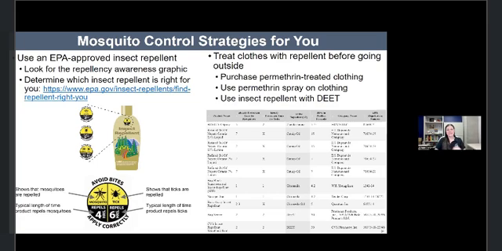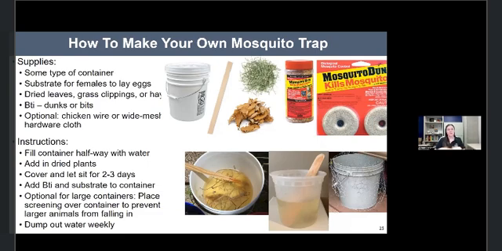And then finally, how do you make your own mosquito trap? If you really want to try to get rid of mosquitoes in your yard, you can actually make a trap and put it in your yard or even on your windowsill if you have an apartment, for example. And it's pretty cheap to do. For supplies, you'll need some sort of container. It could be something like a 5-gallon bucket, like is pictured up top, but it could be something as small as a to-go soup container. It could be very tiny. It doesn't need to be large.